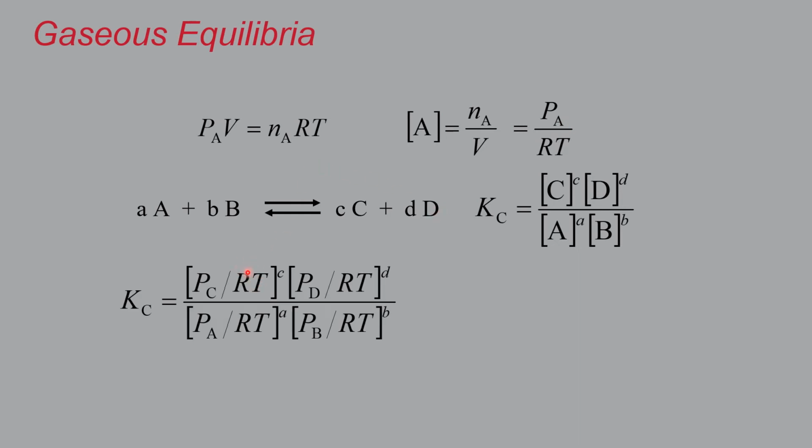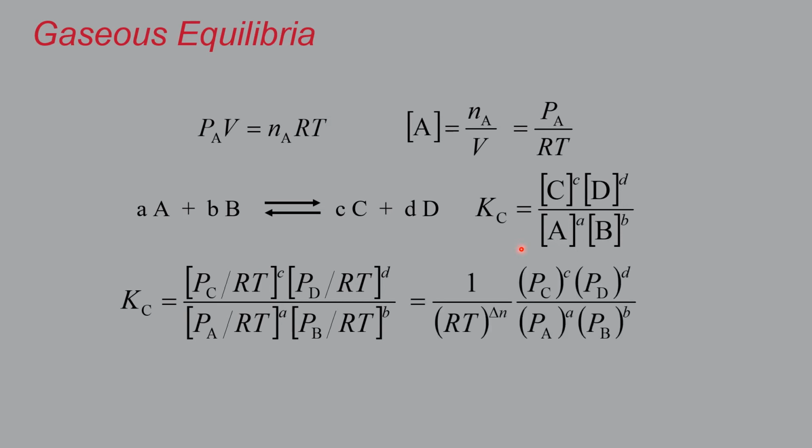So each factor is now the partial pressure of C divided by R times T, but raised to the power of that coefficient. Now, because R is a constant and the temperature is common to all components, this can be taken out of this expression, amalgamated, and put in front. So this becomes this right here, where now you've got just the partial pressure terms, 1 over RT, and then RT to this delta n power.